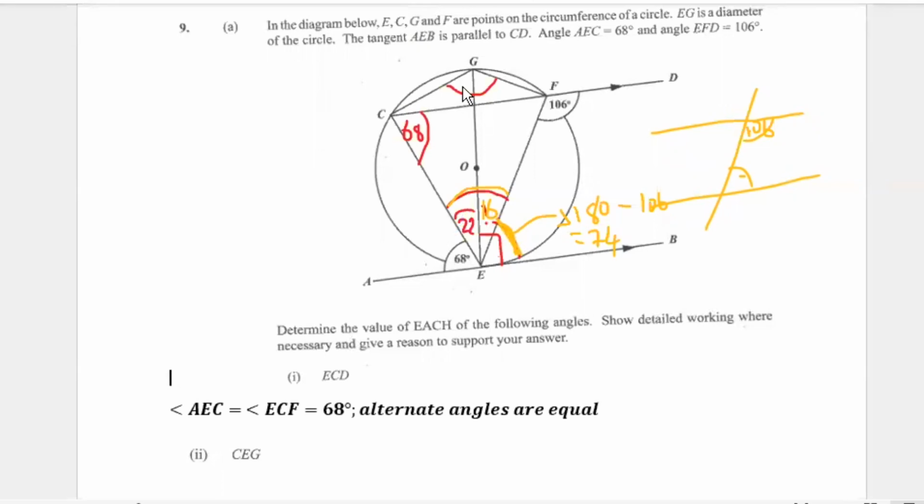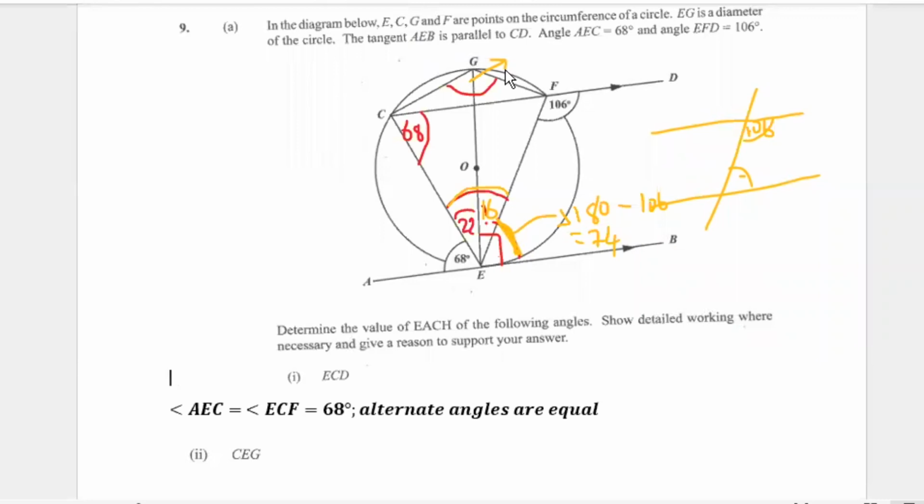Go again. 22 plus 16, that would have given us 38. But remember, we're looking for CGF. So this is where we're trying to find CGF. What would CGF be equal to? So that angle at G, what would that be equal to?